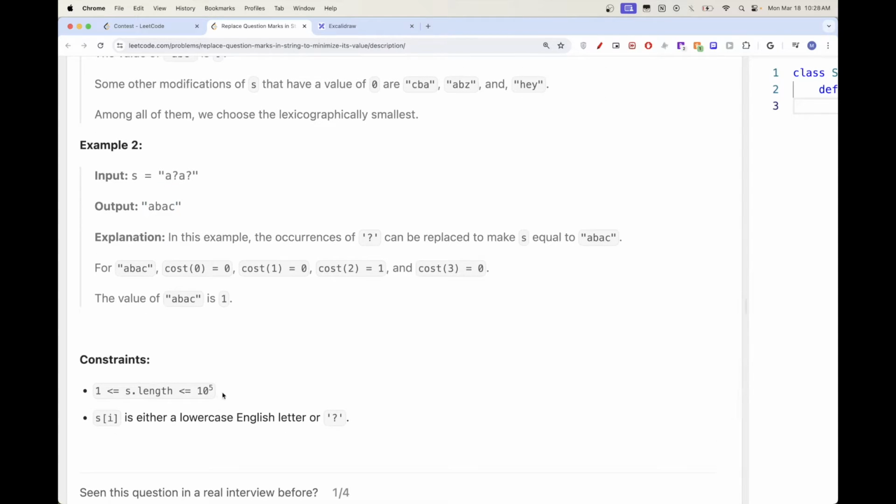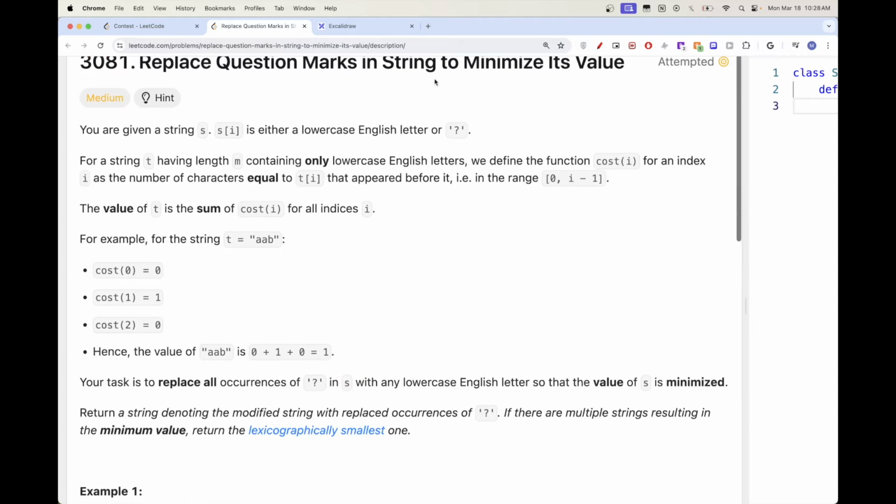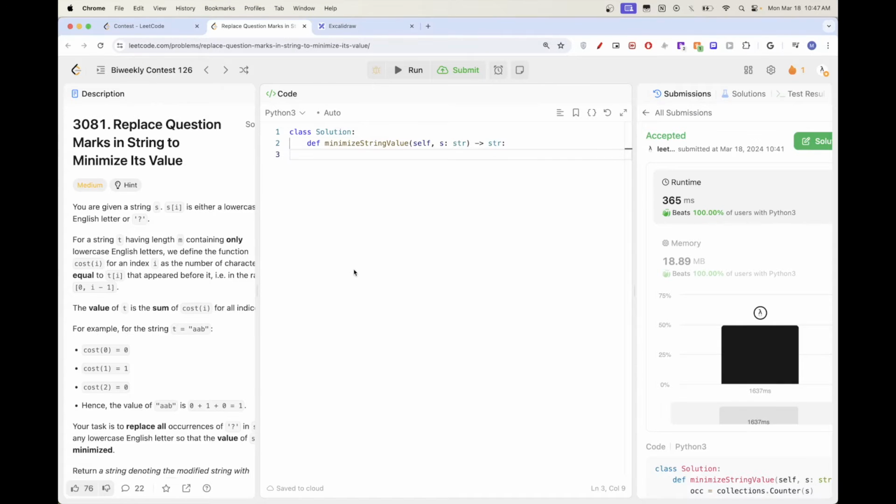Now, if you take a look, the length of S is up to 10 to the power of 5, and the characters are lowercase English letters or question marks. So this tells you an O(n squared) solution is probably not going to pass. So let's see how we can tackle it.